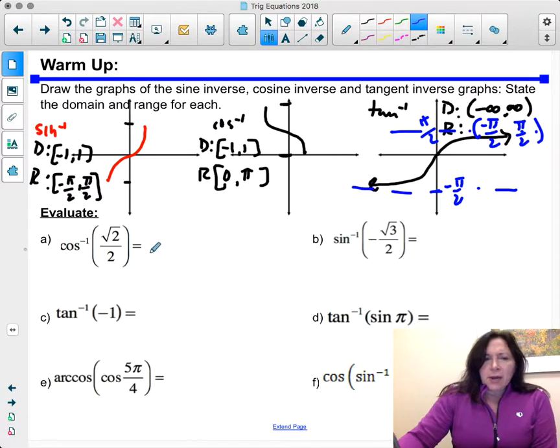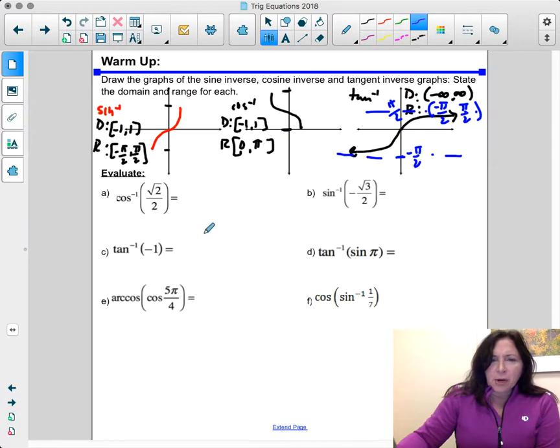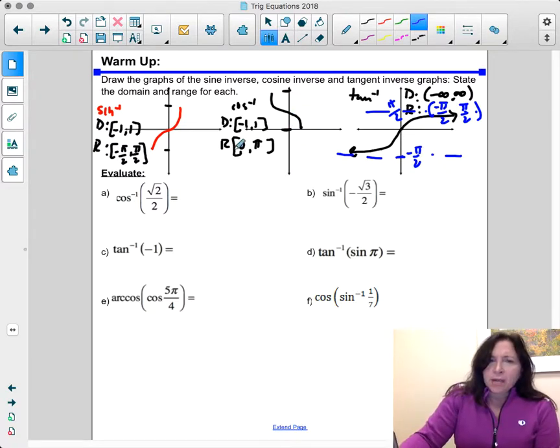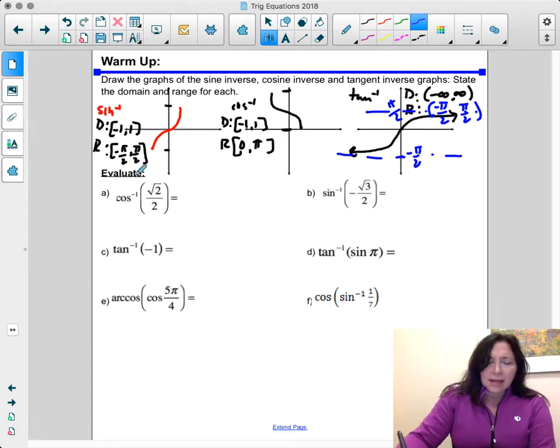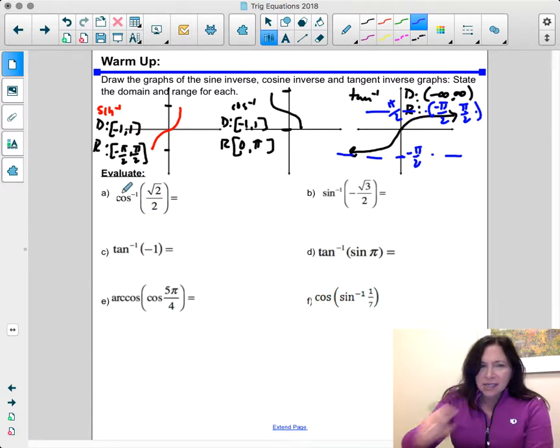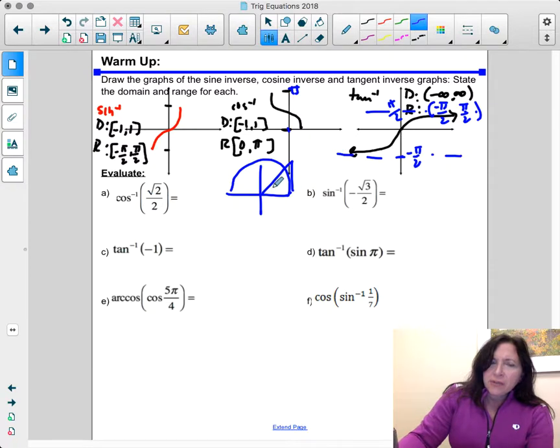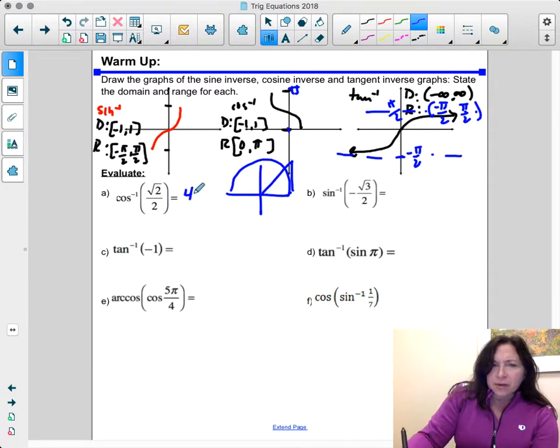So in evaluating these expressions, these are our restricted domains. We have an area where we can go that we can't get out of. So for this case, this is saying, where is cosine root 2 over 2? Remember, cosine can be from 0 to pi. For it being positive, root 2 over 2, first quadrant, that's going to be a 45-degree reference. So the angle is 45 degrees, or pi over 4.